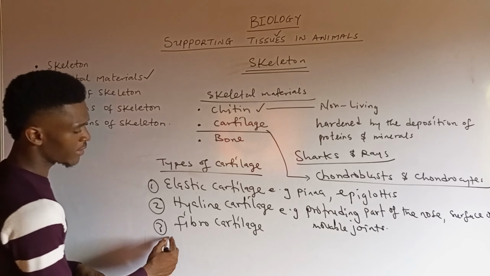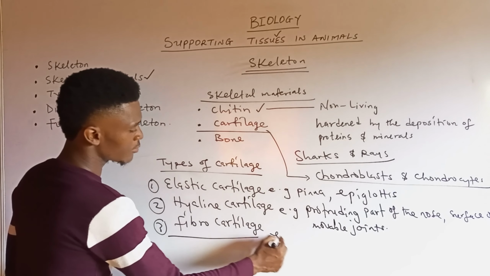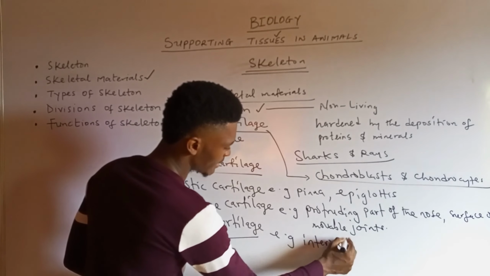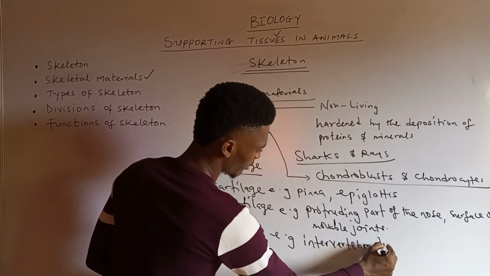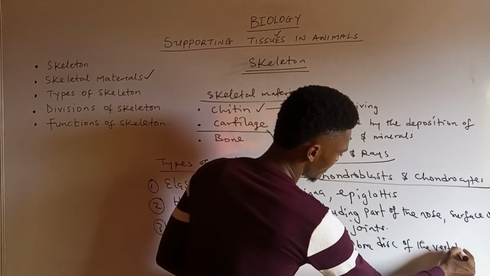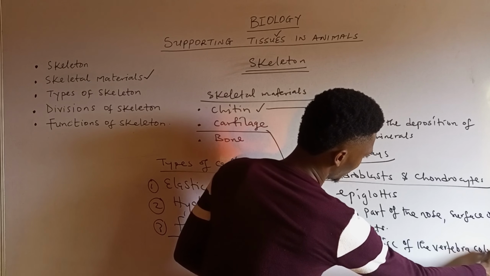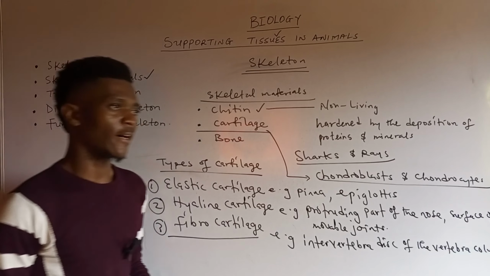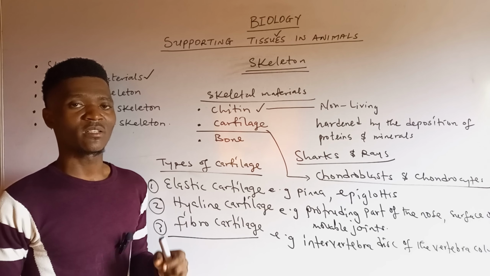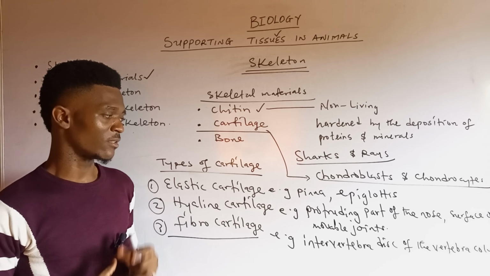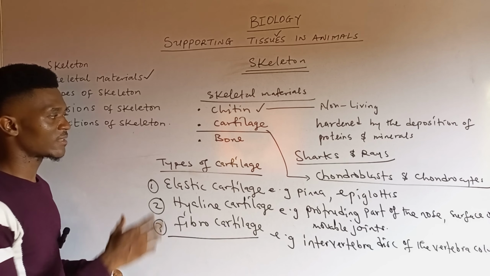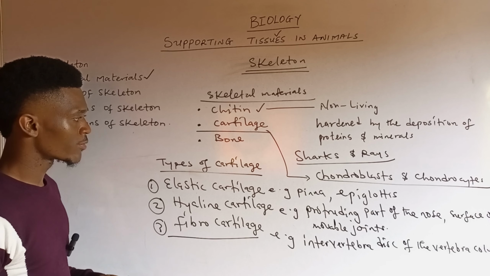Then for fibrocartilage, this one is present exclusively in the intervertebral disc of the vertebral column. All right. So you can even say it's correct to say that the fibrocartilage is considered to be the toughest type of cartilage. All right. So let's leave cartilage and let's move straight to bones.